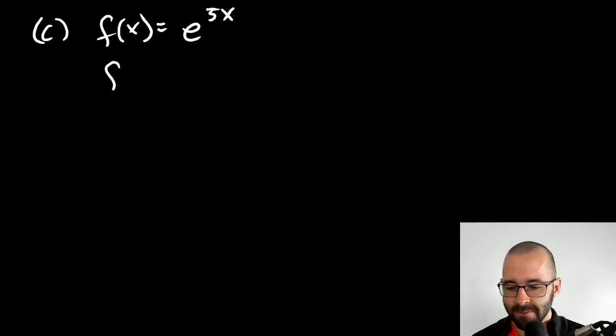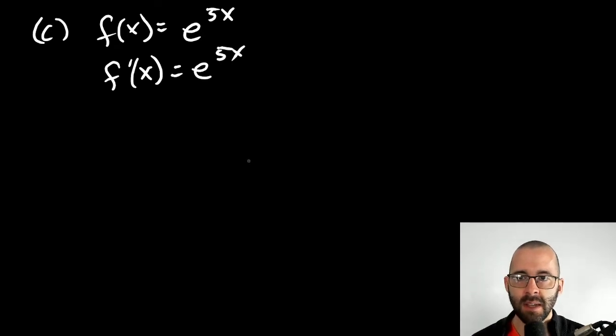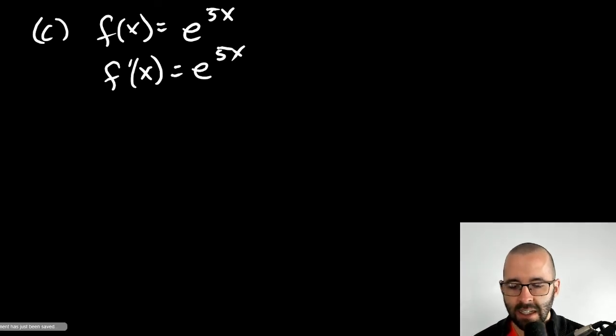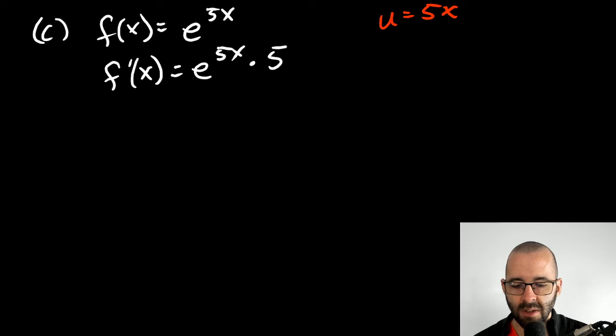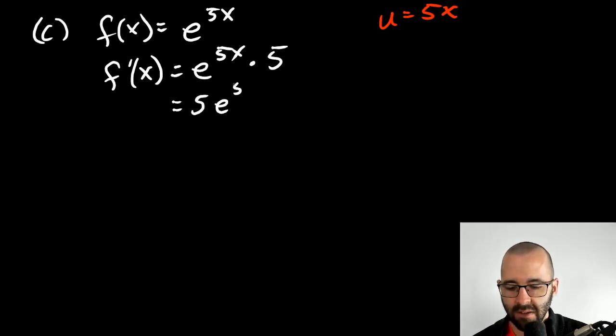Let's find the derivative. The derivative of an exponential function is itself times the natural log of the base. Natural log of the base, this is e, so we don't have to worry about that. But we have to use the chain rule here. Take the derivative of the outside function, e, and multiply by the derivative of that inside function. What's the derivative of that inside function? 5. So this is 5e to the 5x.